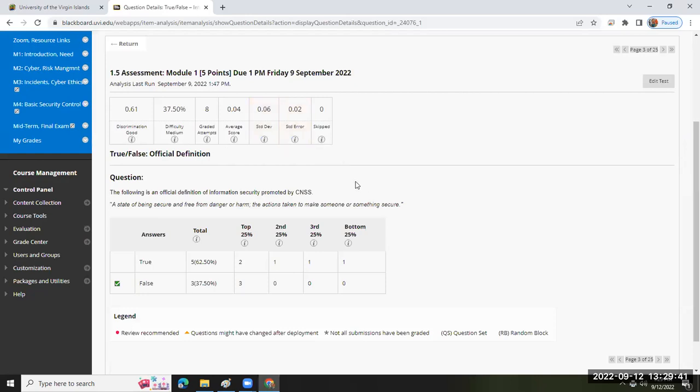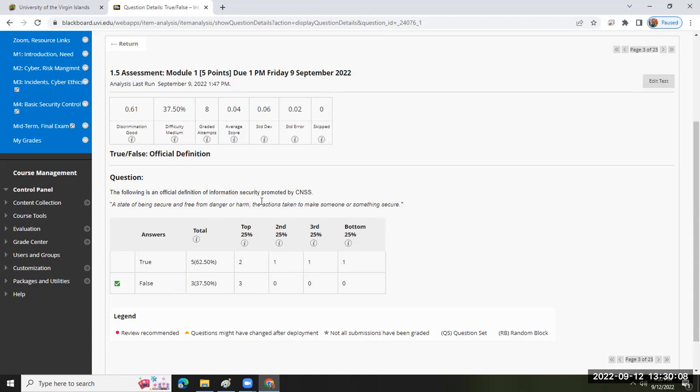So this is a true/false. Official definition, the state of being secure and free from danger or harm. The actions taken to make someone or something secure. Is this an official definition of security? And the correct answer is false.